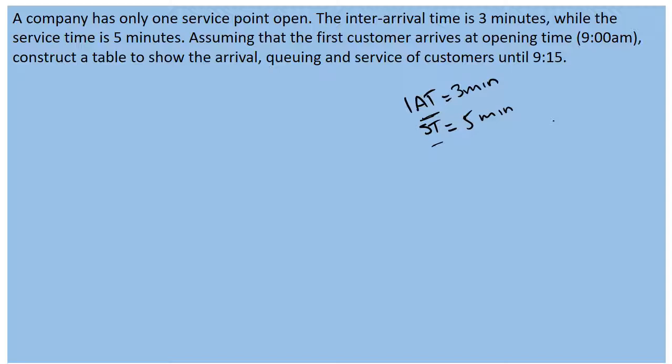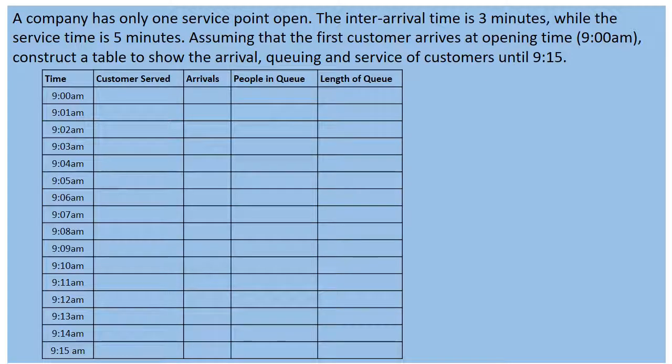Assuming that the first customer arrives at the opening time at 9 AM, construct a table to show the arrival, the queuing, and the service of customers until 9:15. So what we do is we create a table from 9 o'clock to 9:15, and then we start seeing how the customers are served. So we know, what did we say? The inter-arrival time equals 3 minutes and the service time equals 5 minutes.